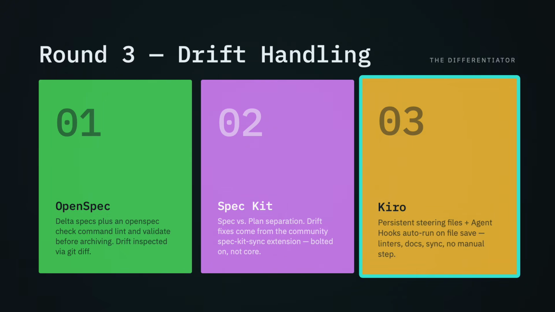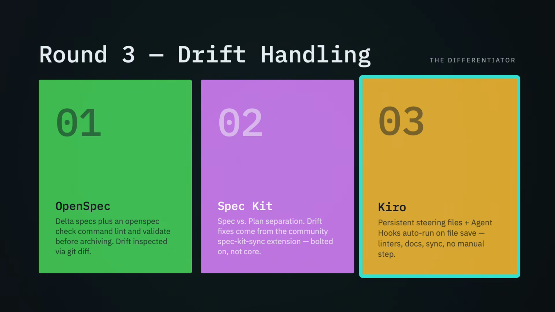Round 3, drift handling. And this is the round I'd weight most heavily, because it's the one that decides whether your spec is still true six months in. OpenSpec treats the spec files in Git as the single source of truth. You draft a proposed change as a delta spec, then run a verify or check command that lints and validates the change before it's archived into the main spec directory.